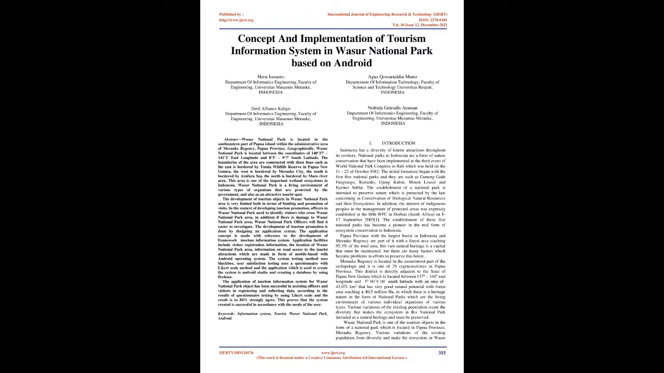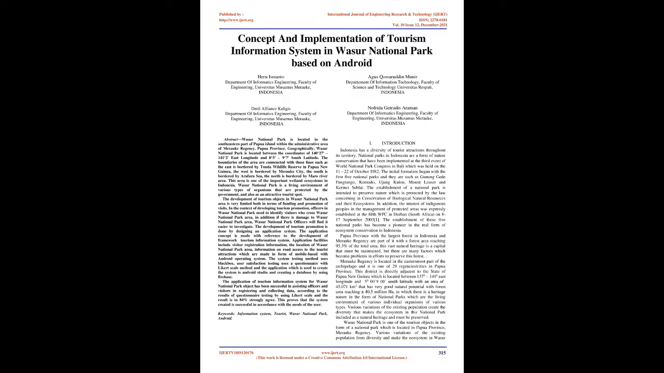The development of tourism promotion is done by designing an application system. The application concept is made with reference to the development of Framework Tourism Information System. Application facilities include visitor registration information, the location of Wasur National Park area, and information on road access to the tourist attractions, which are made in the form of mobile-based with Android operating system. The system testing method uses black box, user satisfaction testing uses a questionnaire with Likert scale method, and the application used to create the system is Android Studio, with the database created using Firebase.